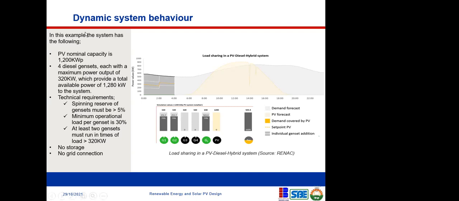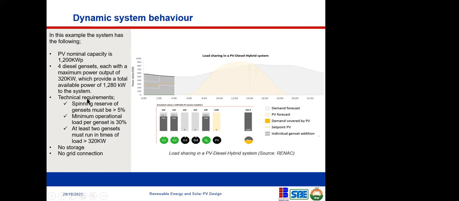In this example, the system has the following. PV nominal capacity is 1,200 kilowatt peak. Four diesel generators are in place, each with a maximum power output of 320 kilowatts. So if you multiply 4 times 320, you're going to get 1,280 kilowatts. That is the capacity of the generators in terms of real power, kilowatts.